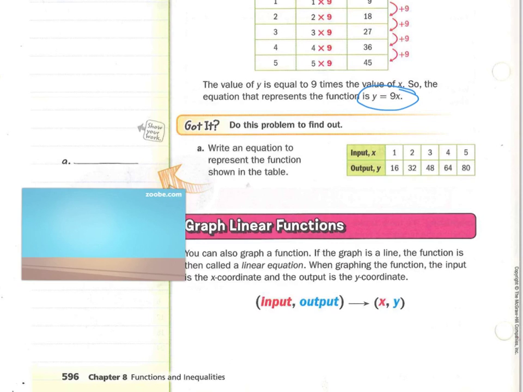All right, let's check your answer. For problem A, you should have had an equation that looks like this. Y equals 16x.